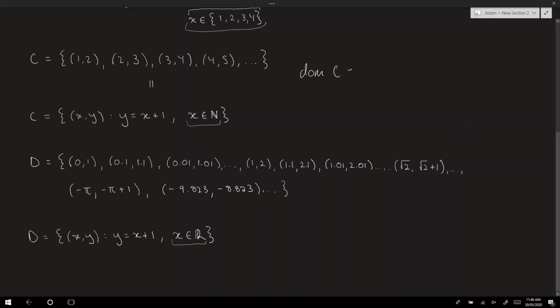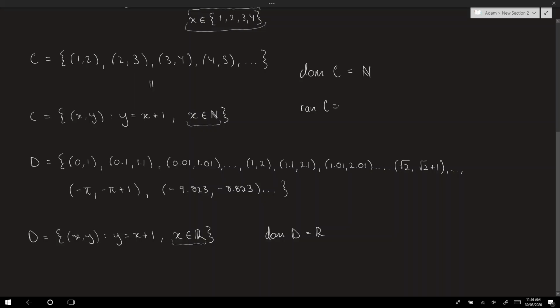So the domain of C is just the natural numbers. Easy. All right, what's the domain of D? Well, x could be any real number. So the domain of D is just the real numbers. Cool. Let's think about the range of C.